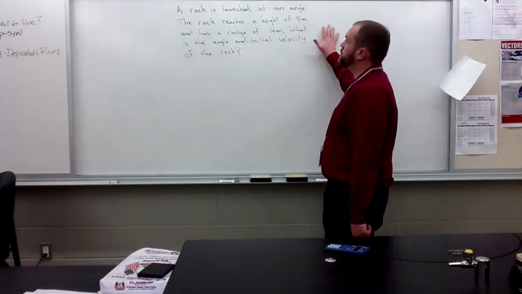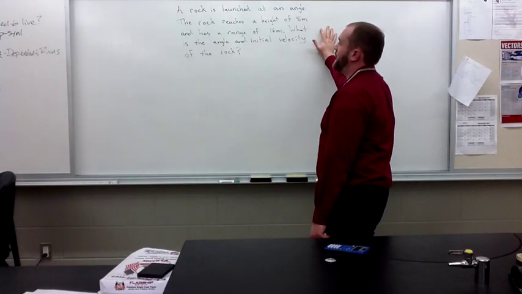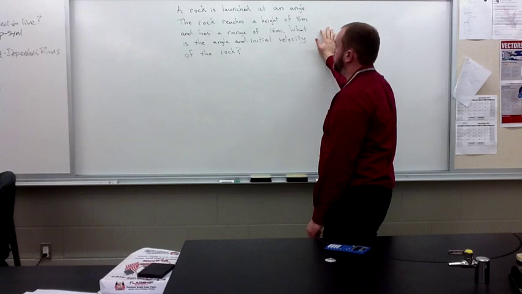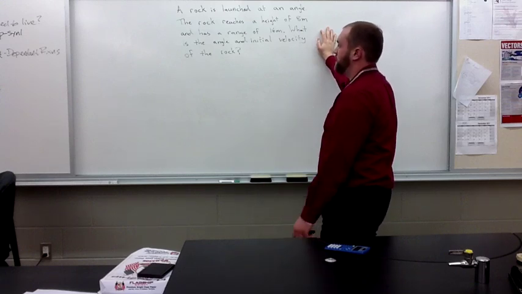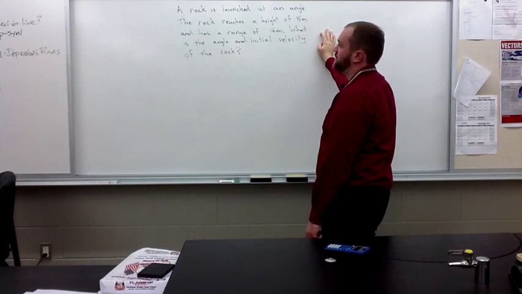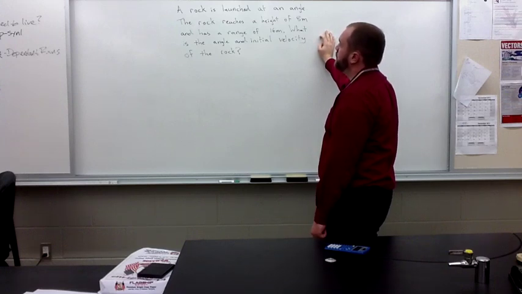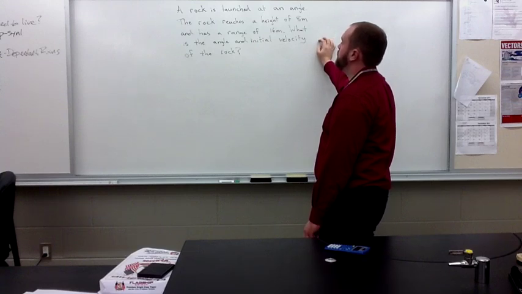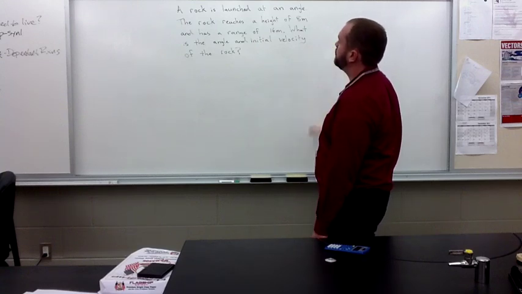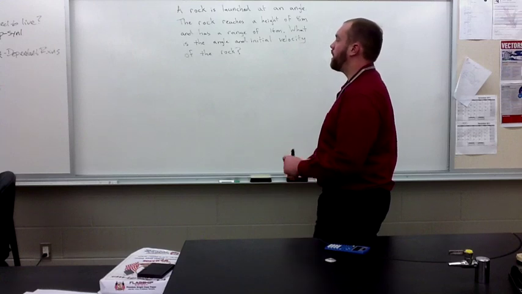I'll show you a 2D motion problem where they're not asking you for the height and the range. This one, they're giving you the height, they're giving you the range, and they're asking you to figure out what its initial velocity is and what angle it was fired at. So it says a rock is launched at an angle, the rock reaches a height of 8 meters, has a range of 16 meters. What's the angle and the initial velocity of the rock?